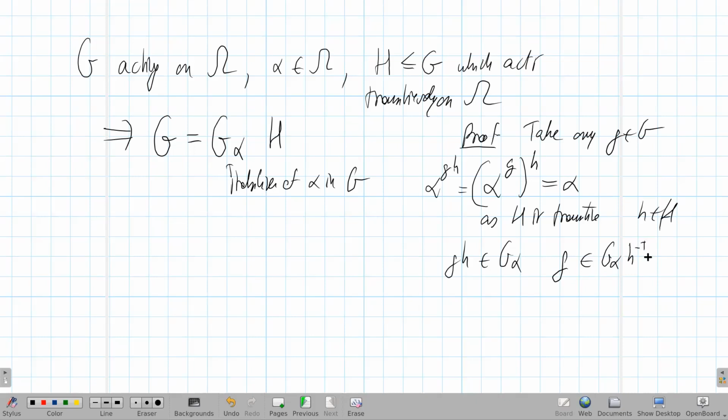And so this means that G is in G alpha H inverse, which is, of course, a subset, it's a coset really, of G alpha H. Okay? So what we have found is that if you take any element G in G, it is an element of G alpha H. And of course, this means that the product G alpha H is the whole of G. So if H is a transitive subgroup, then you can split G as the product of the one-point stabilizer of alpha times H.